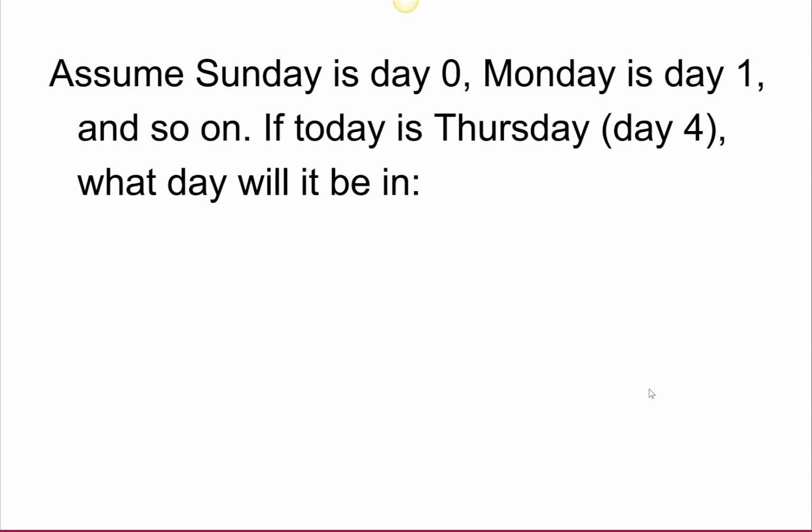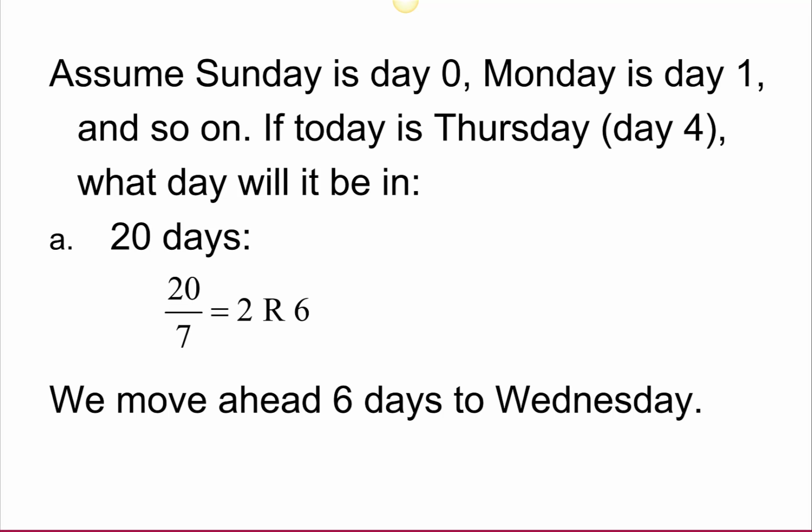If today is Thursday, day 4, what day will it be in 20 days? So what we do is we take 20 and we divide by the modulus, which is 7 days in a week, and we get 2 remainder 6. So if it's Thursday currently, we move ahead 6 days and it will be Wednesday in 20 days.